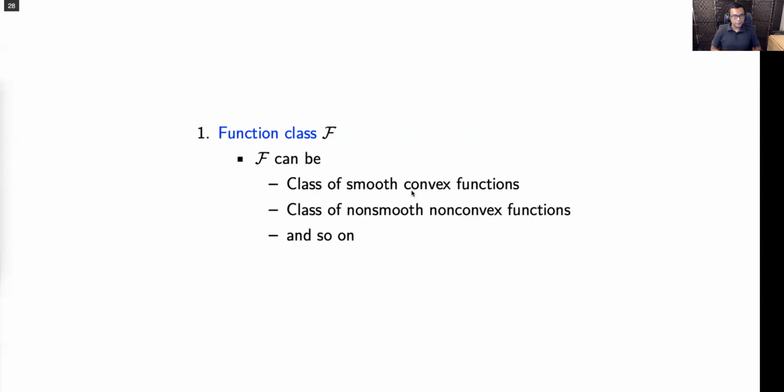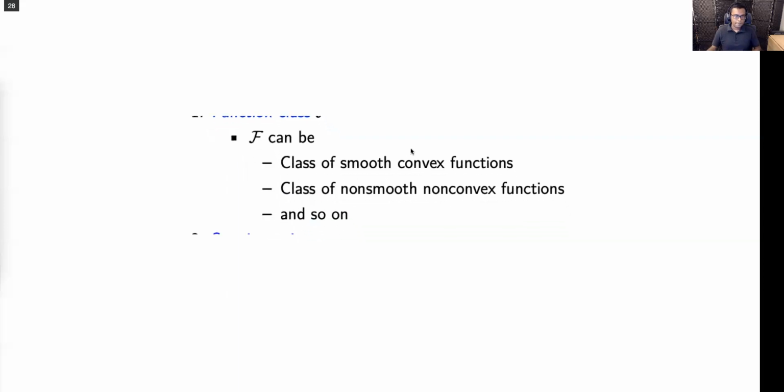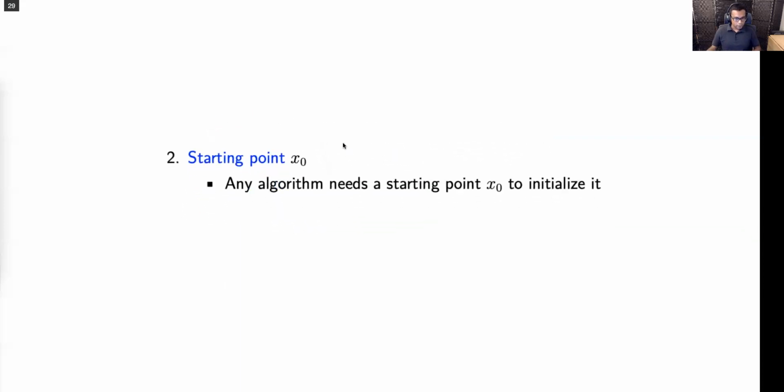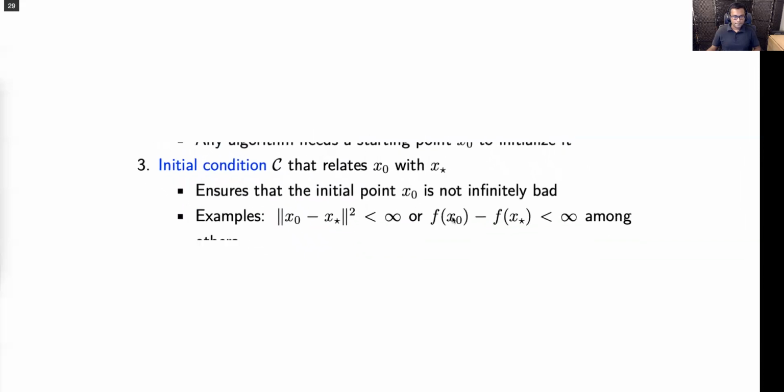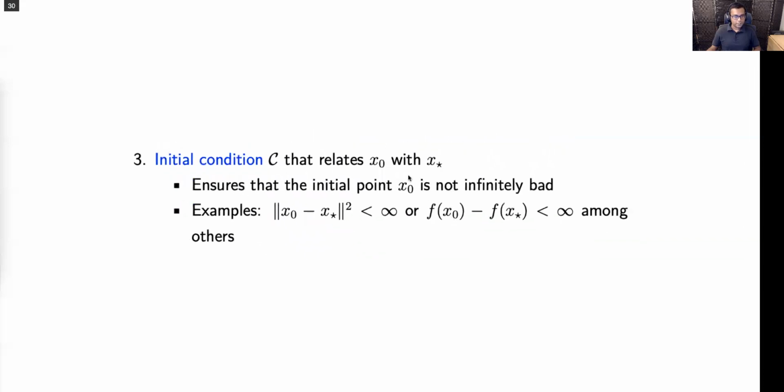And I am going to give a rigorous definition of what kind of functions BnB-PEP can deal with. We need a starting point because any algorithm needs a starting point x0 to initialize it. Then we need some sort of initial condition that relates the point x0 with one optimal point x star. Why do we need that? Because that type of initial condition ensures that the initial point x0 is not infinitely bad.